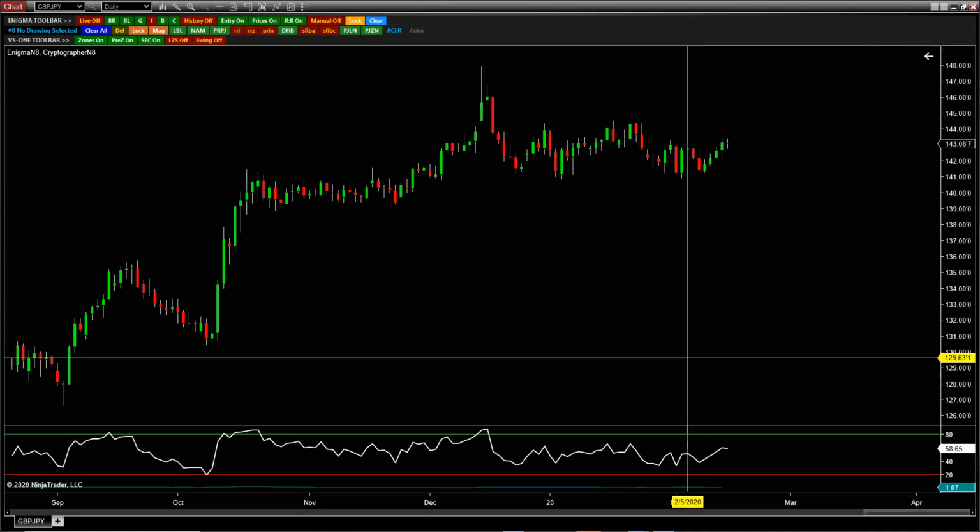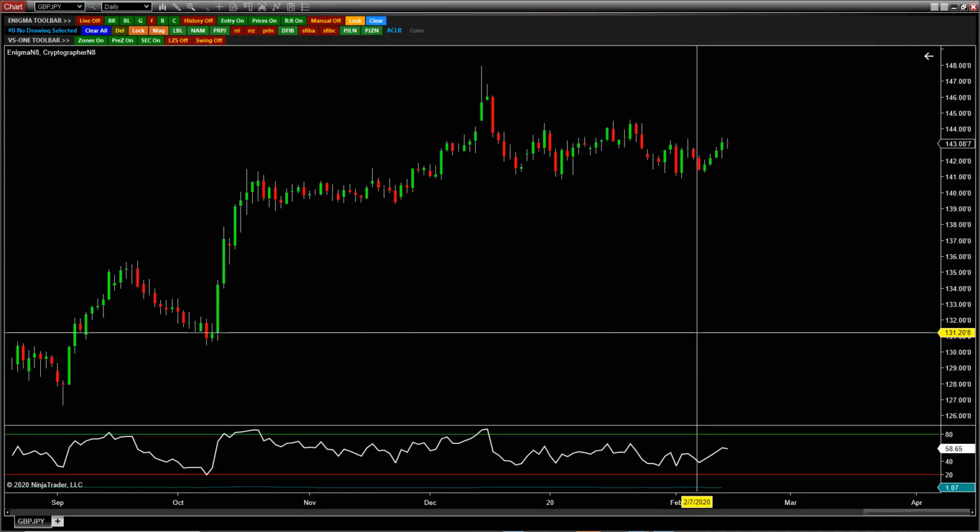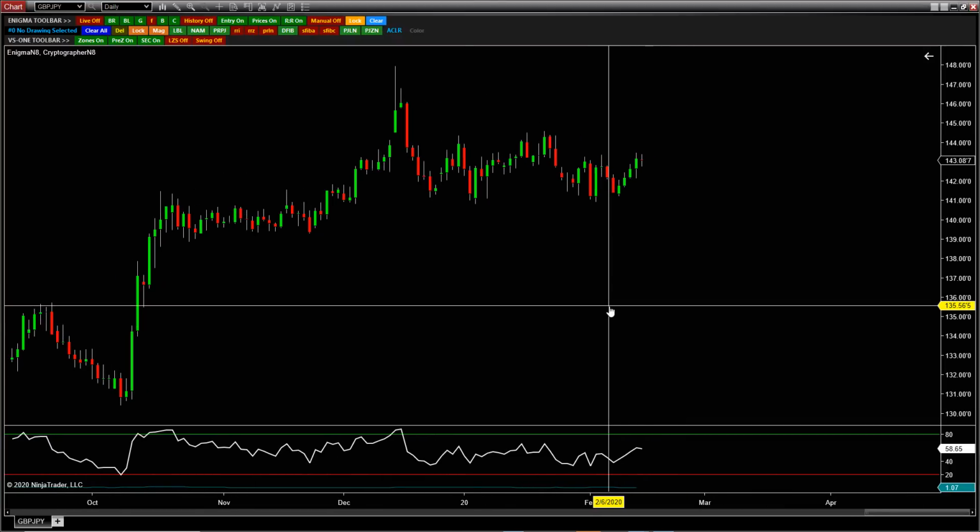Next up, we're going to look at the pound yen. We're going to start here on the daily, then we'll work our way down. But I want to show you guys a daily just to give you a higher time frame look, a bird's eye view of what this pair looks like. And it's pretty choppy. And initially when people see this, they stay away.